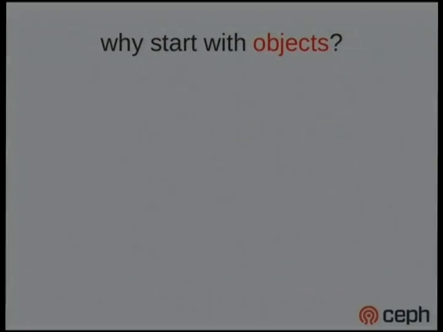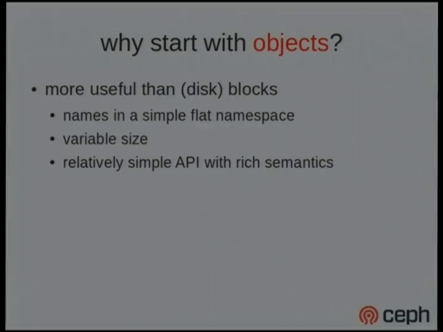That's RADOS. So the question is, why do we start with an object store? Why don't we talk about blocks or files or something like that? There are a couple of different reasons. The first reason is that blocks are a terrible interface for building a distributed system. So objects are much more useful than blocks.